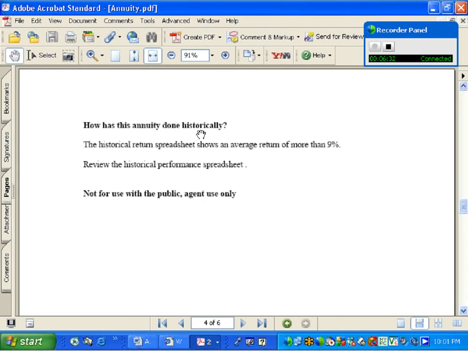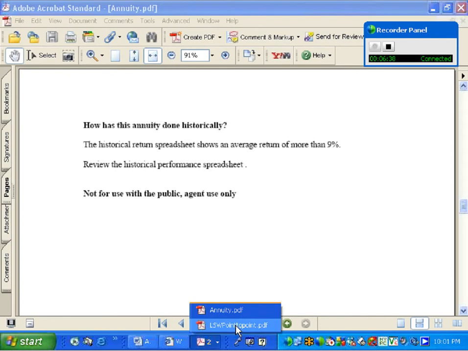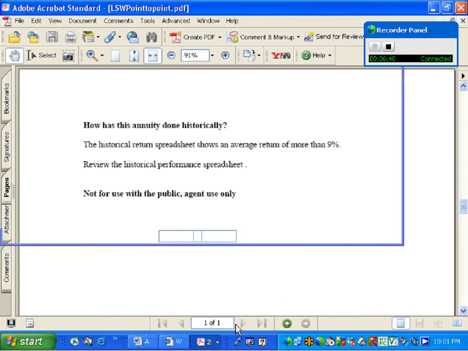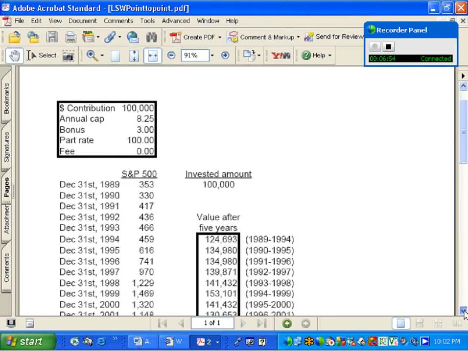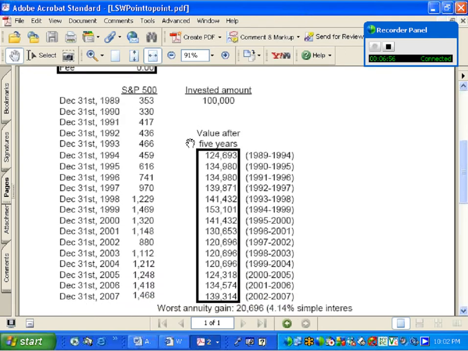How has this annuity done historically? Well, let me show you a historical return spreadsheet that shows exactly how this indexed annuity would have done over several 5-year periods. All right, so let's assume you put $100,000 into this indexed annuity. Let's assume the cap remains constant at 8 1/4 for 5 years, and let's assume an upfront bonus of 3%. The critical column here is the one entitled Value After 5 Years.